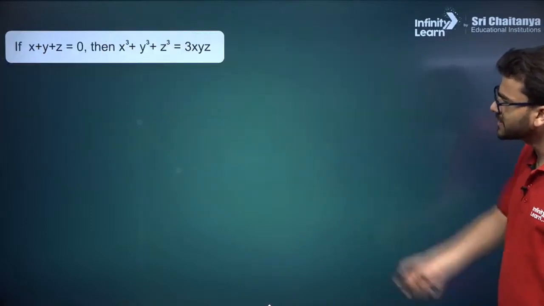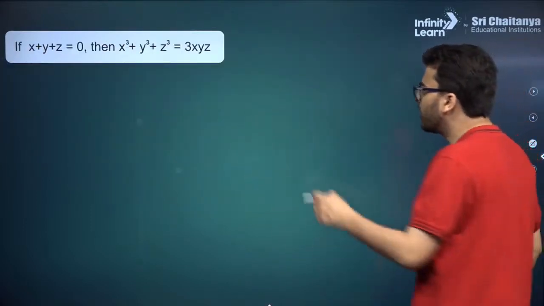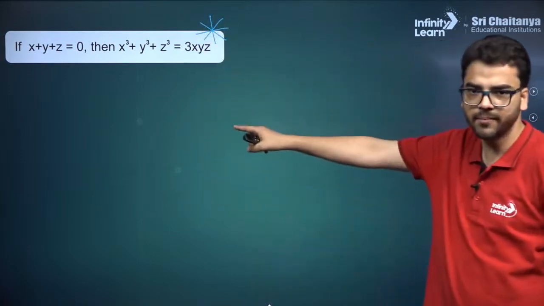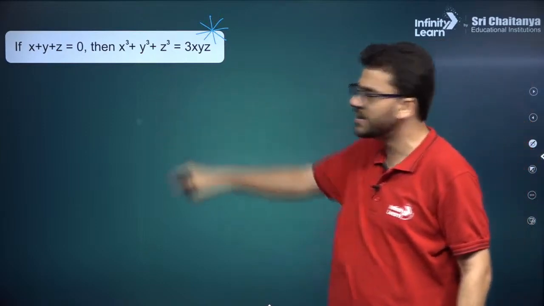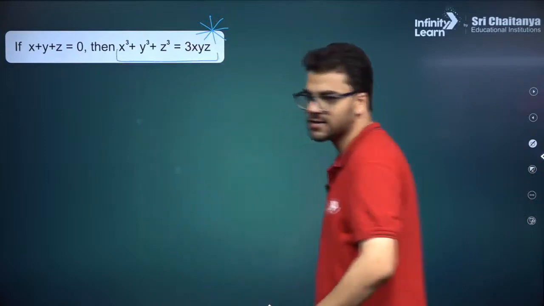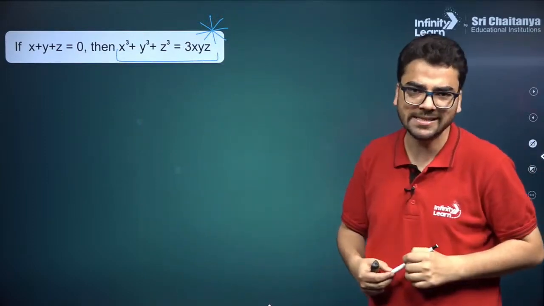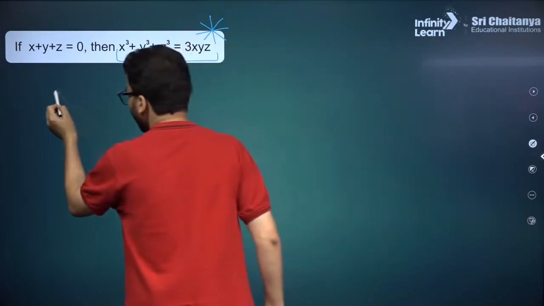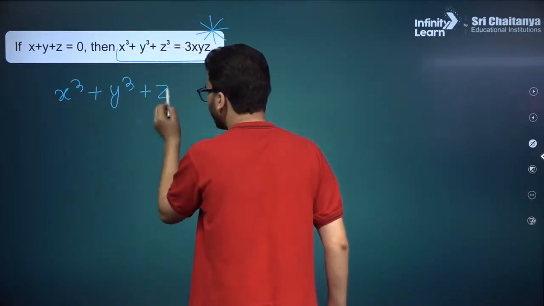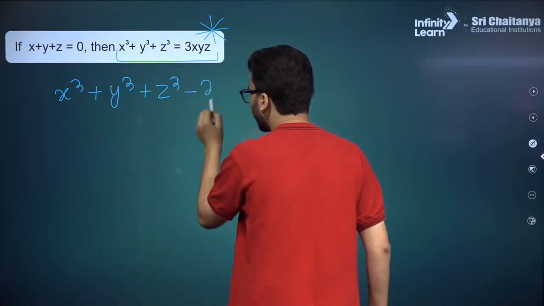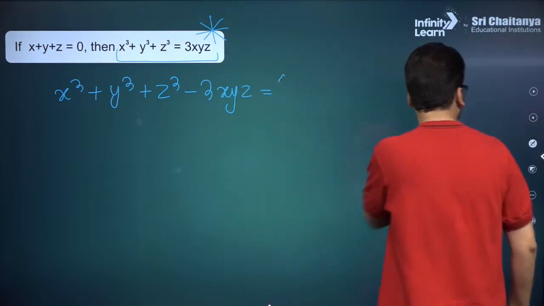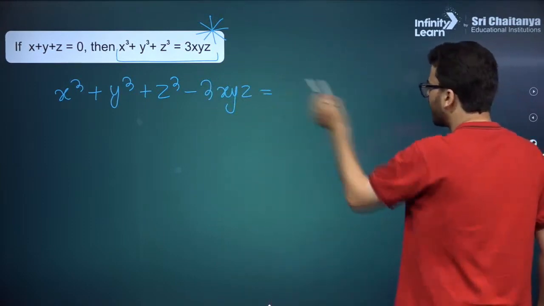Now, the last result you have to understand, which is a very, very important result. Many a times you'll get questions on the basis of this result. If x plus y plus z is equal to 0, then x cube plus y cube plus z cube is equal to 3xyz. It is very important to understand. I'll show you. See, what is the identity which we have done in the previous slide? x cube plus y cube plus z cube minus 3xyz is equal to what, guys?